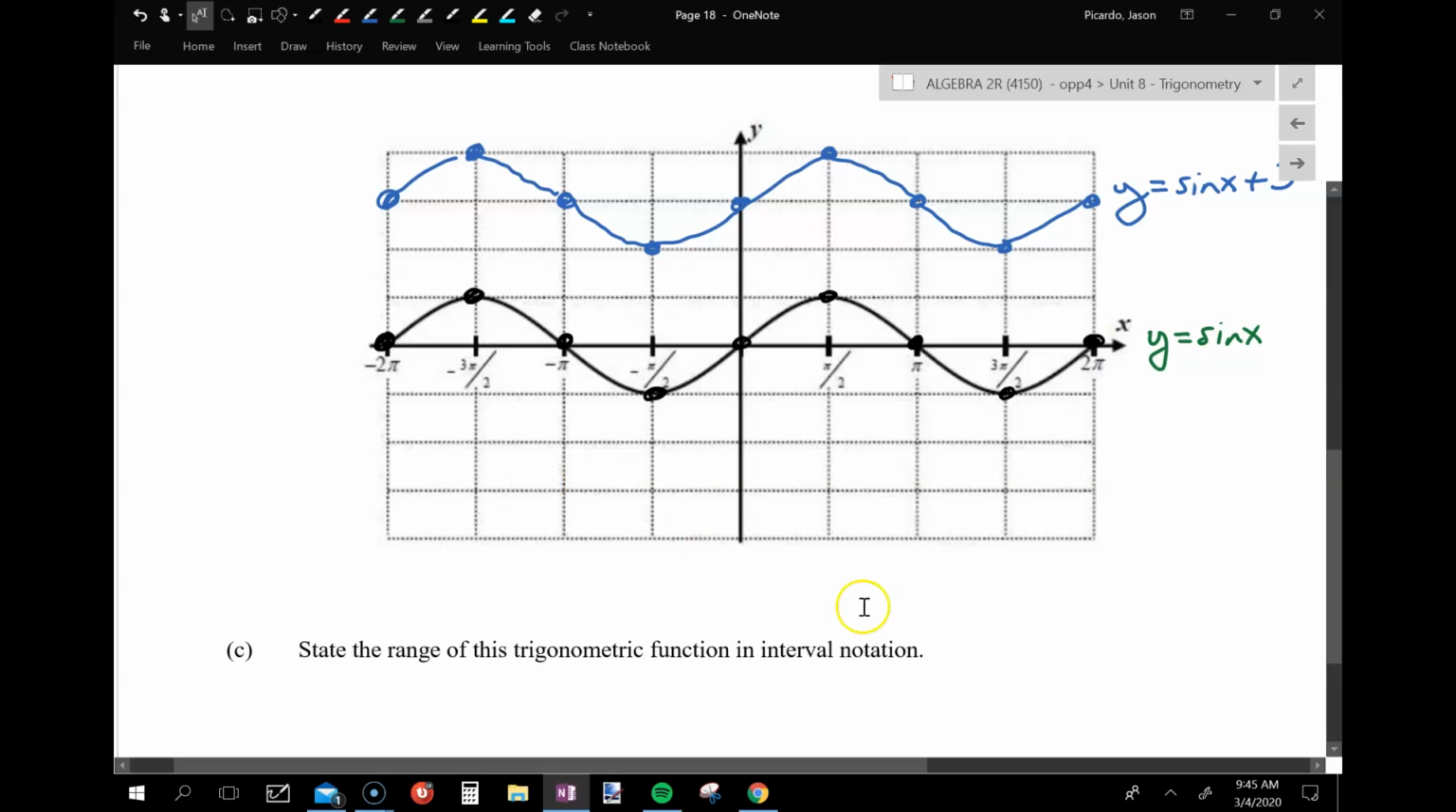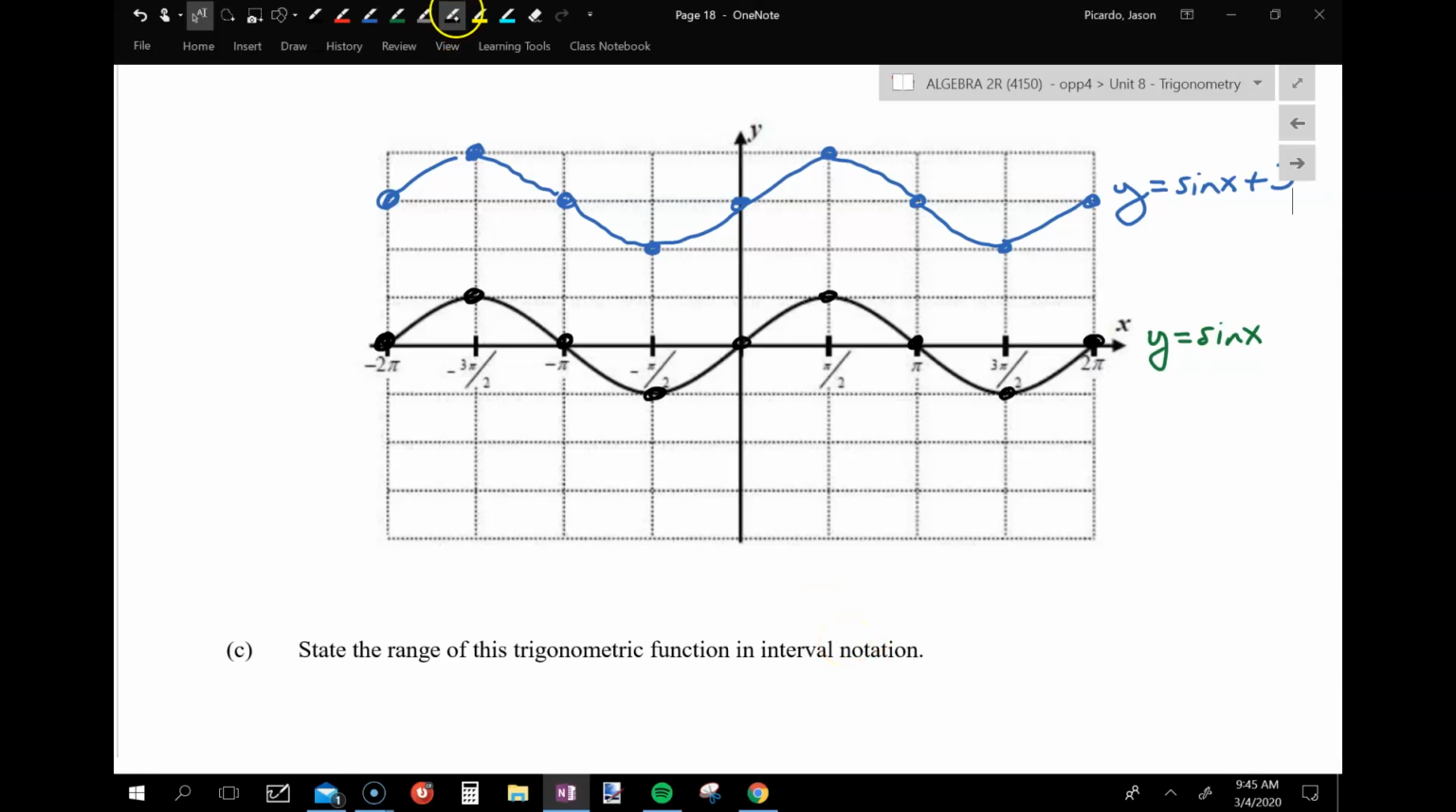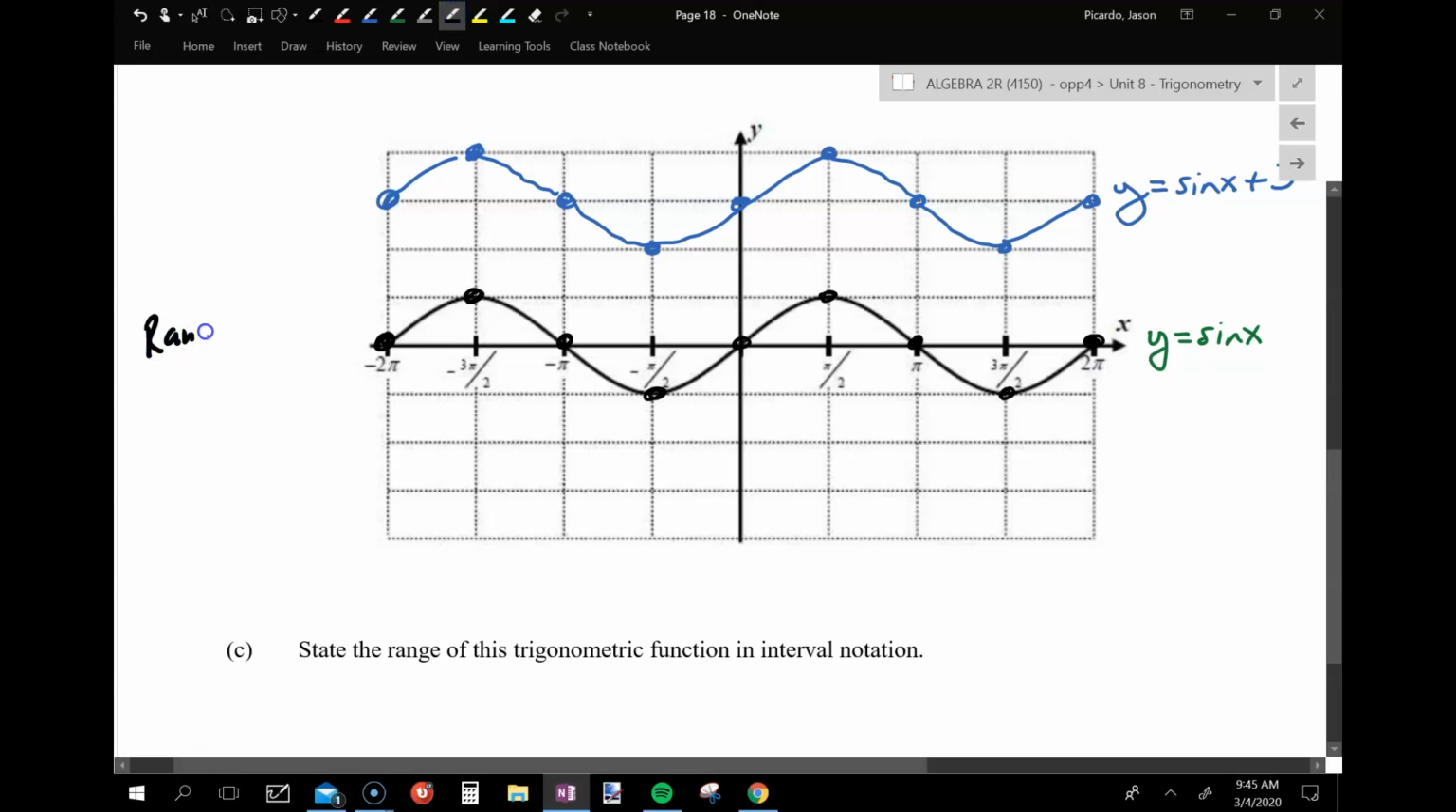If I look at the black curve, the original curve before I shifted it, what's the range of the original curve? Range means lowest to highest. What's the lowest value in this black curve? -1. And the highest? +1. So what is the range of my new blue curve? What's the lowest? 2. And the highest? 4.